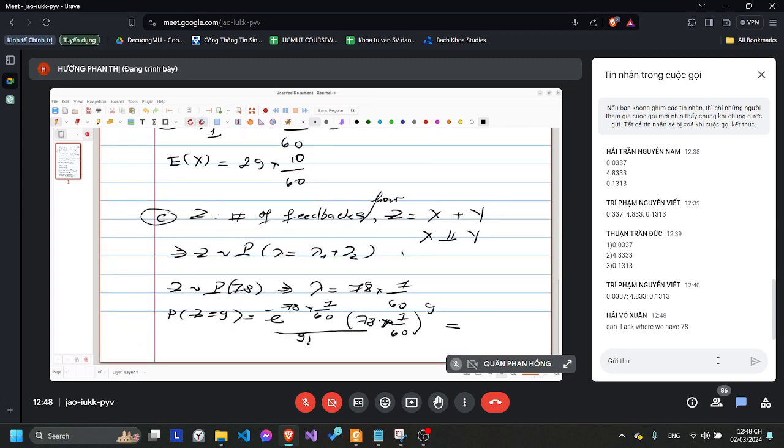Using the first property of the Poisson distribution, the sum of n independent Poisson distributions is still a Poisson distribution, of course using the same unit, with the new lambda equal to the sum of the n lambda i. Okay. Is it okay? Xuân Hải.